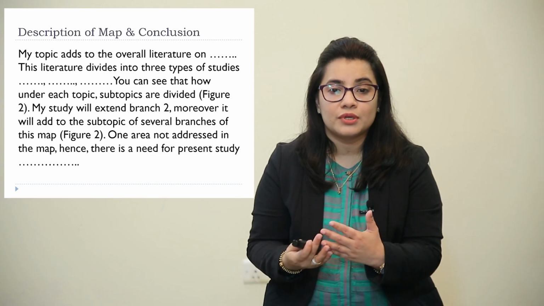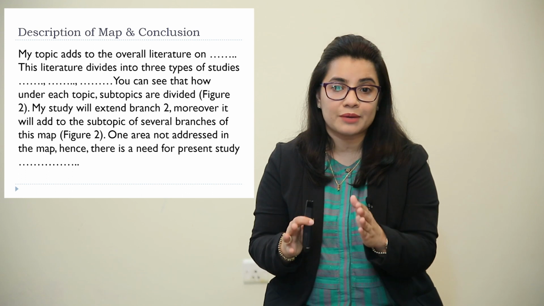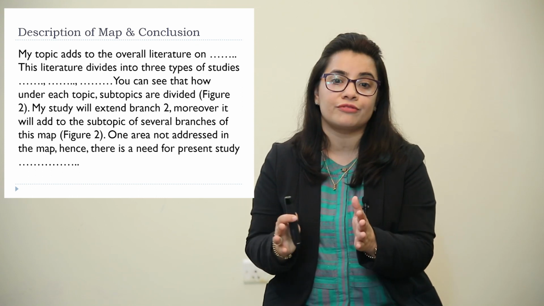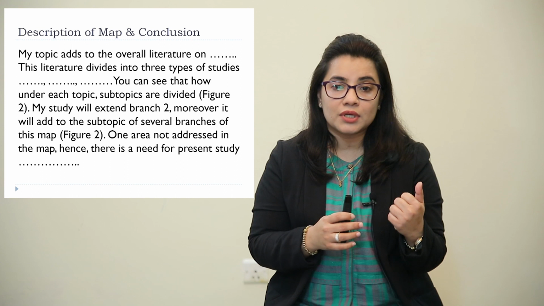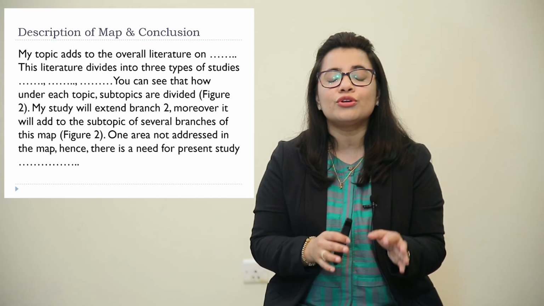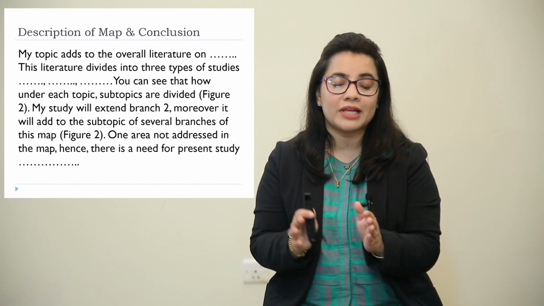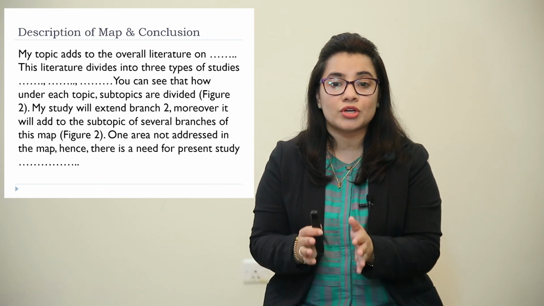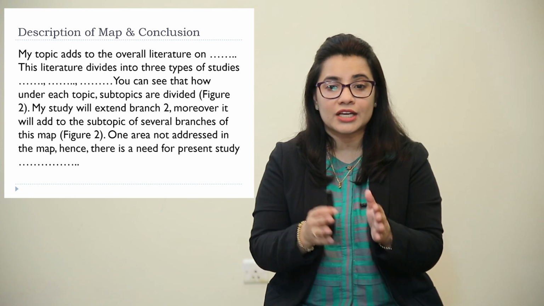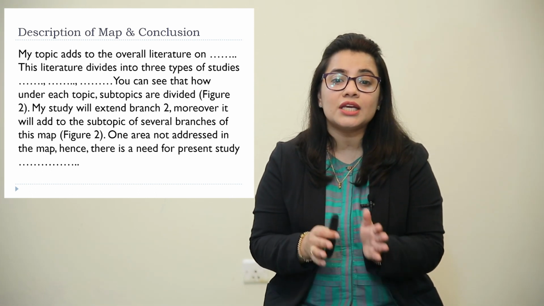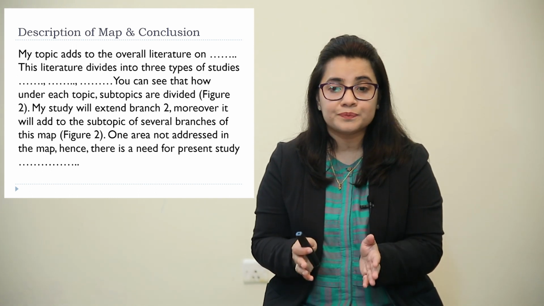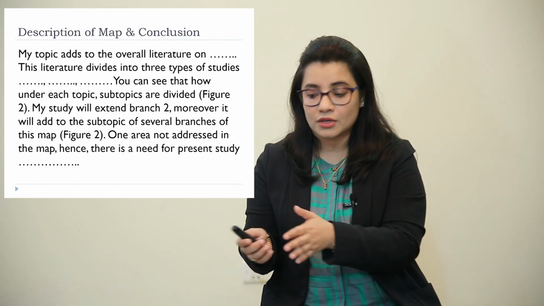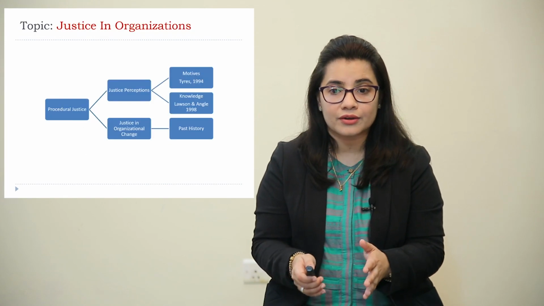How can you describe this map? Once you develop the map, the next step is to describe that map and try to find a conclusion of your literature review. For example, I showed you a map in the previous slide, and here is how I am explaining that map. My topic adds to the overall literature on justice in organizations. This literature divides into three types of studies. You can see how under each topic subtopics are divided. I am giving the reference of figure 2. My study will extend branch 2, which I showed you just before.